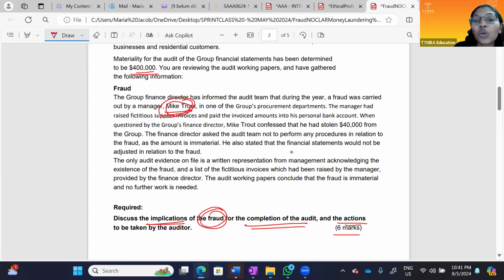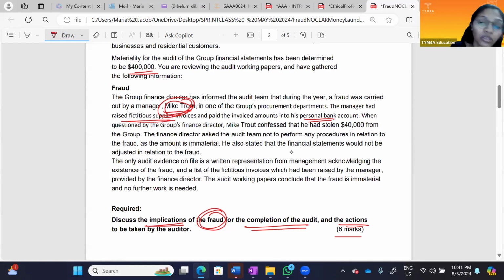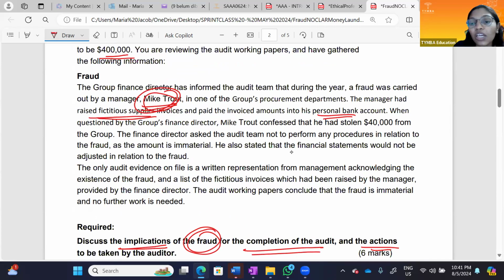In one of the group's procurement departments, the manager had raised fictitious supplier invoices and paid the invoice amount into his personal account. So see what he has done. He raised fictitious supplier invoices, so purchases. He made purchases and paid the amount for these invoices to his own personal account. When questioned by the group finance director, Mike Trout confessed that he had stolen 40,000 from the group. So now who's telling this? The manager himself is telling. He confessed he has stolen 40,000.